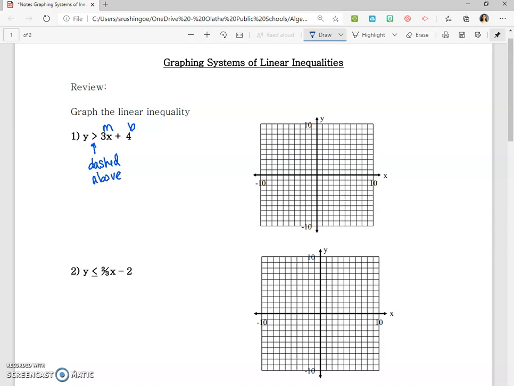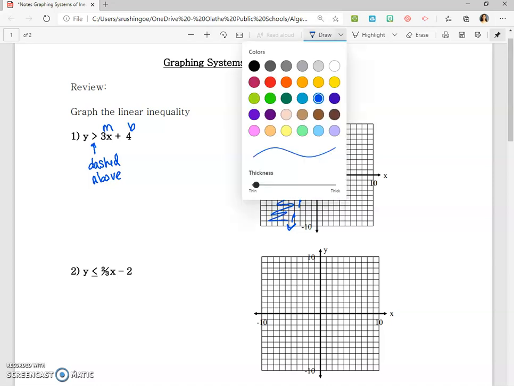So 1, 2, 3, 4, moving up 3 over 1. And I'm going to go down 3 over 1, down 3, left 1. The more points I have, the easier it is. Dashed. And then I am shading above, so where we'd ride the escalator. And again, test point if you want to do your test point.